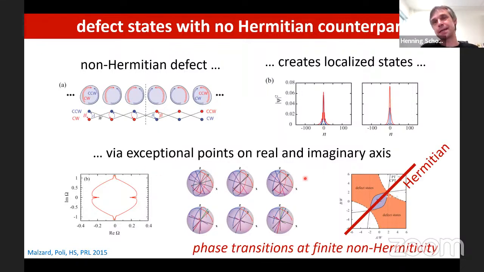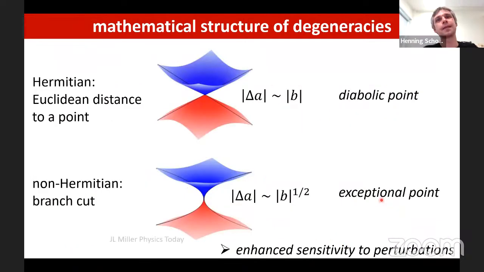Okay, so what is exceptional, or what is interesting about these things, is there are things that don't happen if you just make a system slightly non-Hermitian. If you make it slightly non-Hermitian, you can still extend your Hermitian knowledge a little bit. And then suddenly, drastically, something changes, and new states and new physics appears.